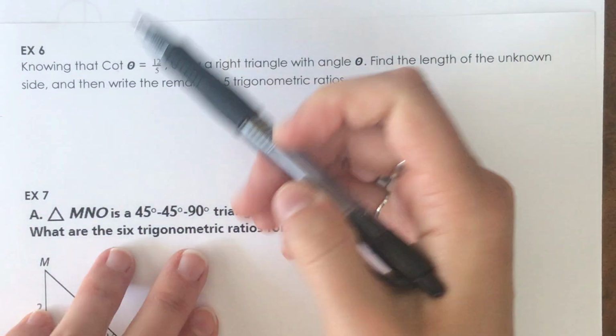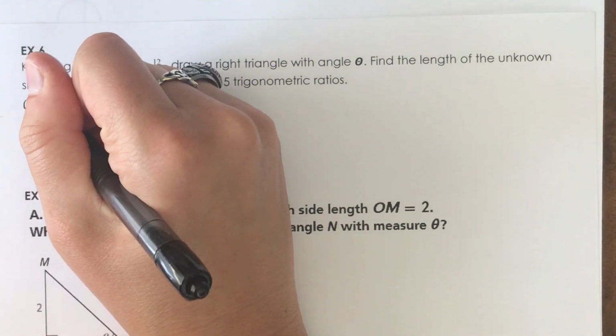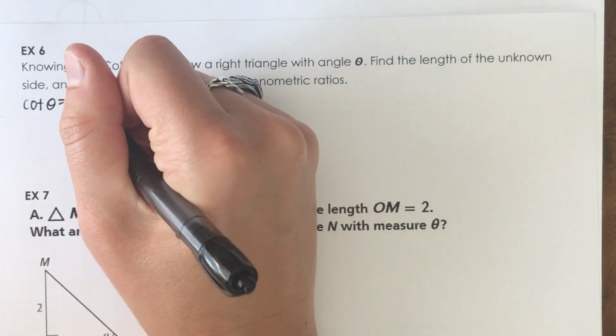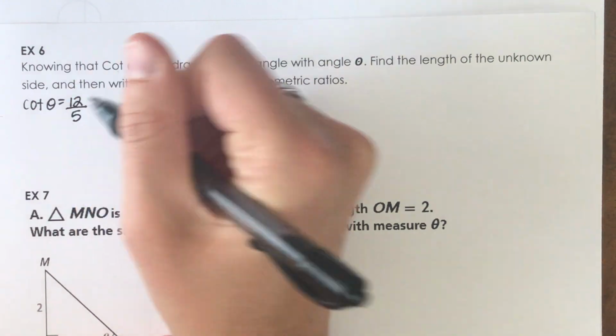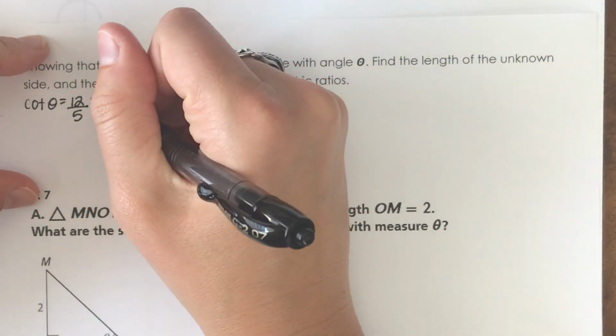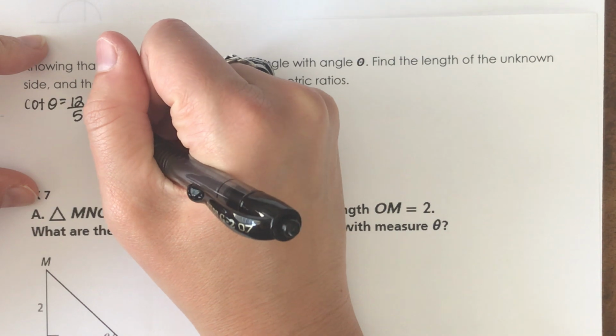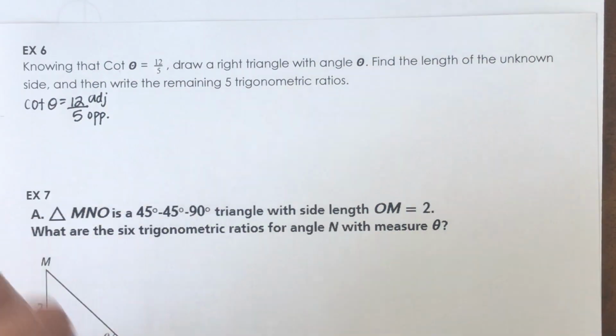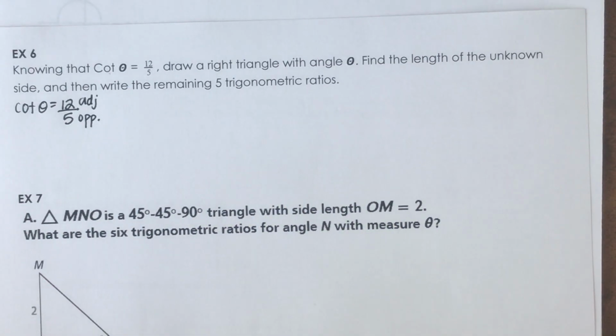Now, cotangent is 12 over 5. If you go back to your ratios that you wrote down, cotangent means adjacent over opposite. So I already know the adjacent and I know the opposite side. That means I'm going to have to figure out what the hypotenuse is.